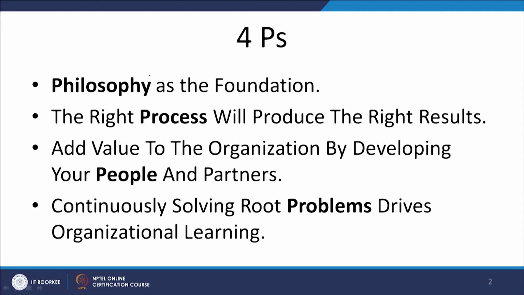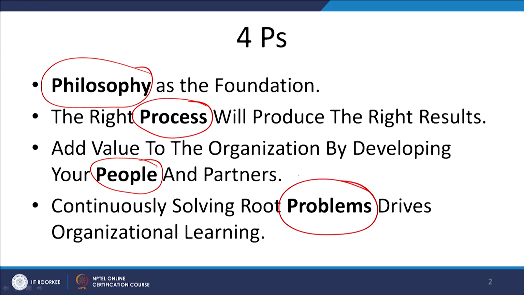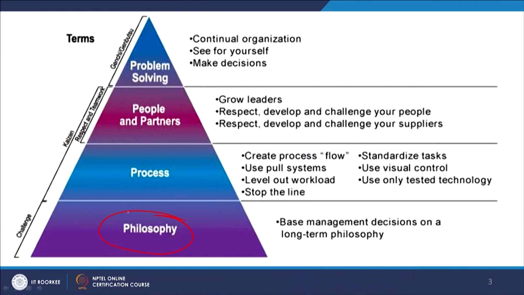Now, going into the 4 P discussion, these are the 4 P's. One is philosophy, the second is process, third is people, and fourth is problem solving. So, these are the 4 P's. The foundation of Toyota Production System is the philosophy. We have a diagram here which shows that the foundation of Toyota Production System is the philosophy, that you have to have a long term philosophy. Toyota Production System actually talks of long term sustainability for the organization. So, this is very, very important, that you have to address this challenge.